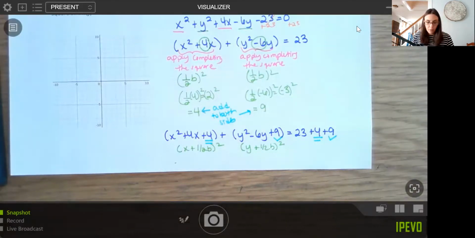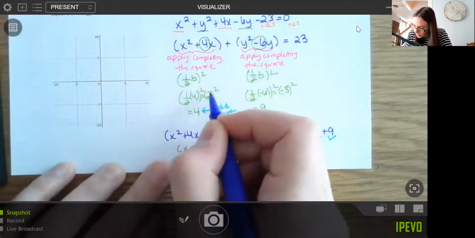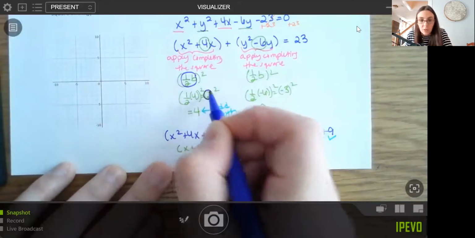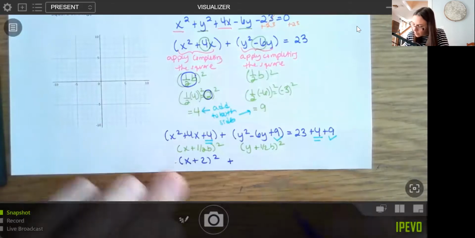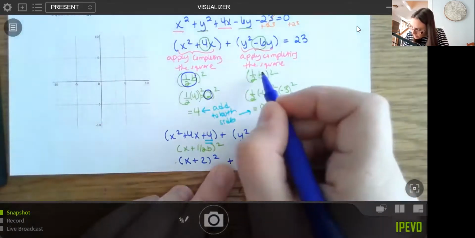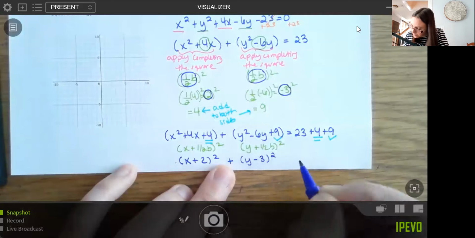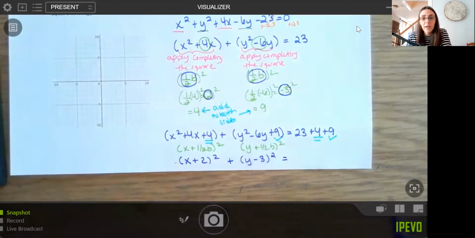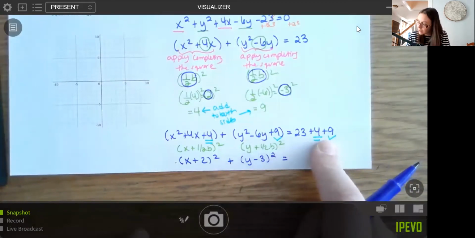I'm running out a little bit of room, but hopefully that's okay. We'll fit it in. So here I have x. Now my half b value was 2, right? So here's half of b. Here's 2. So it's going to be x plus 2 squared. And then over here, my half of b value was -3. So it's going to be y plus -3 or y minus 3 squared. And then on the other side, you do want to add these all together. So when I add these together, I'm looking at 23 plus 13, which should be 36.